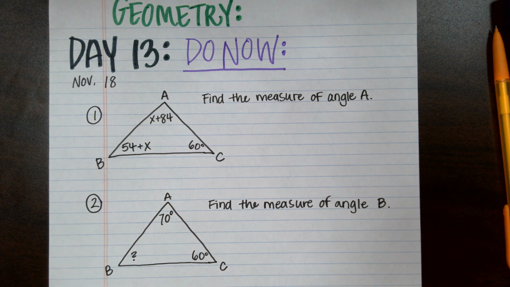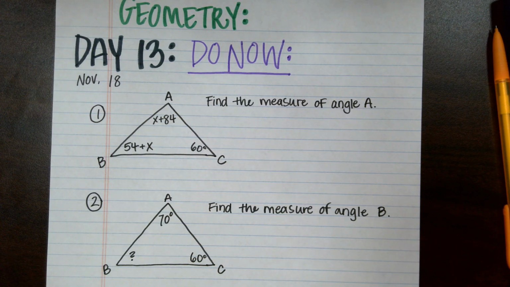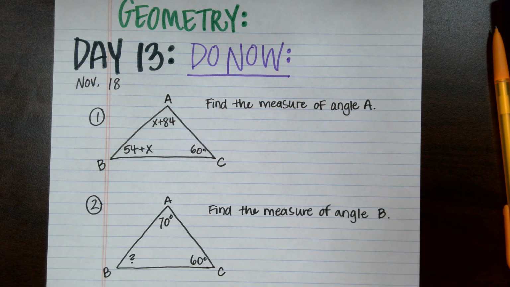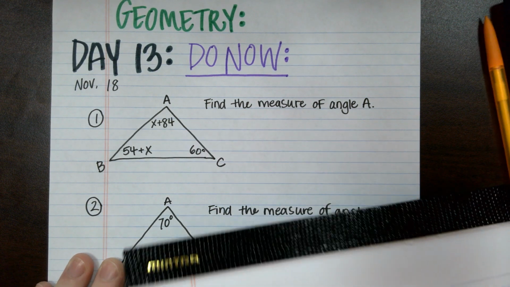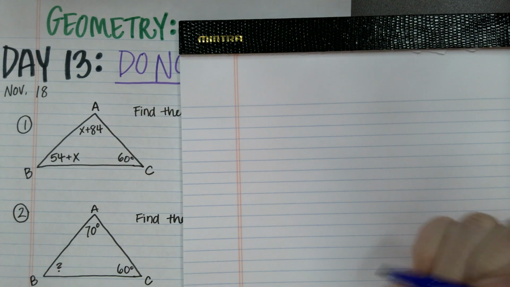Okay. So let's look at number one. We're finding the measure of angle A, and we've been given all the different angle measures. We know C is 60, B is 54 plus X, and A is X plus 84. So how did you set up an equation to start solving this?